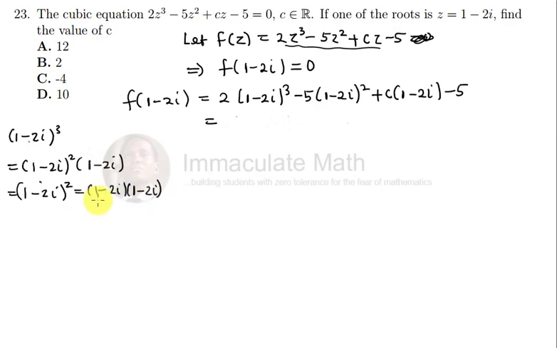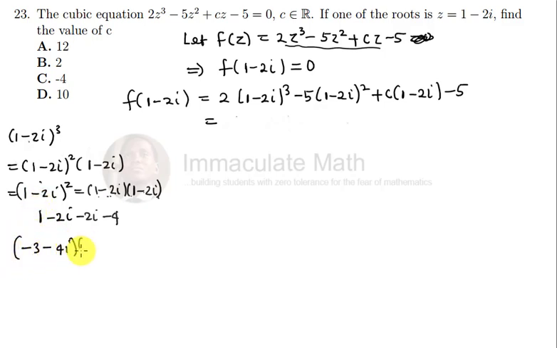I'm going to have 1 multiplied by 1 will give me 1. Then 1 multiplied by minus 2i will give me minus 2i. Then this will give me minus 2i. Minus times minus will give me plus. Then i times i will give me minus 1. Then multiply by 4 will give me minus 4. So that means this itself is minus 3, then minus 4i. So this is the square of this.